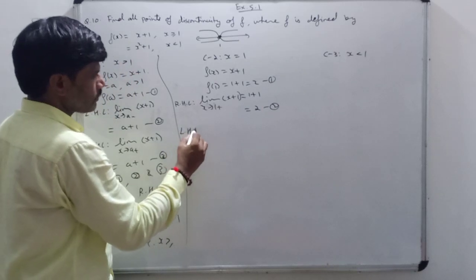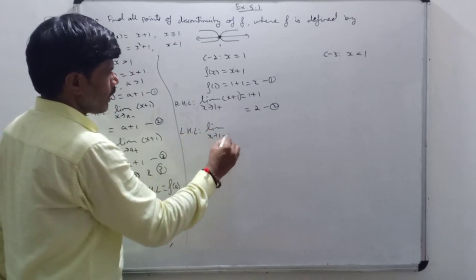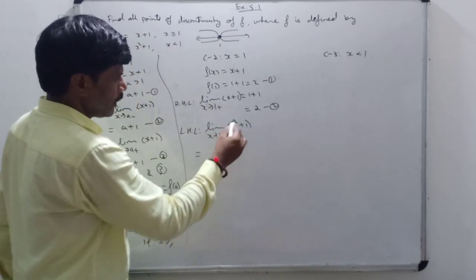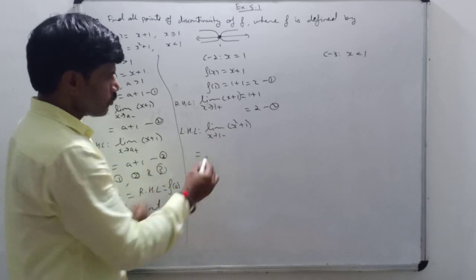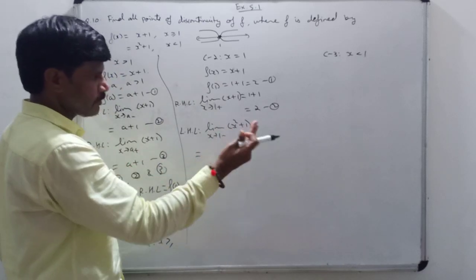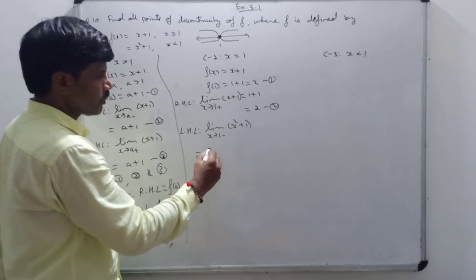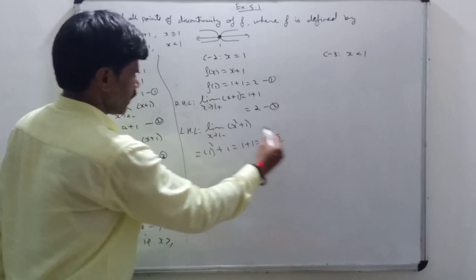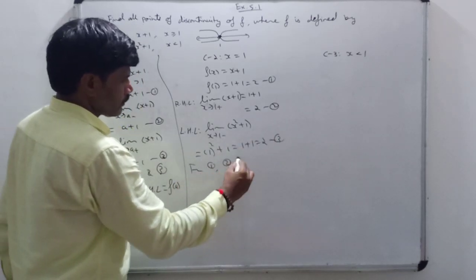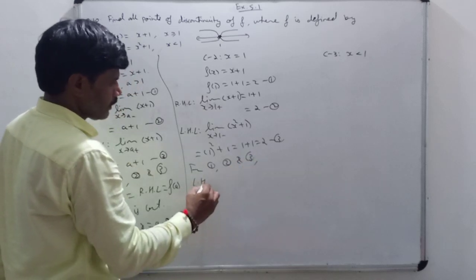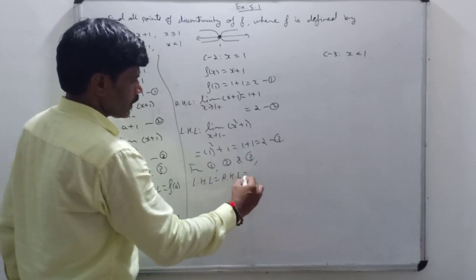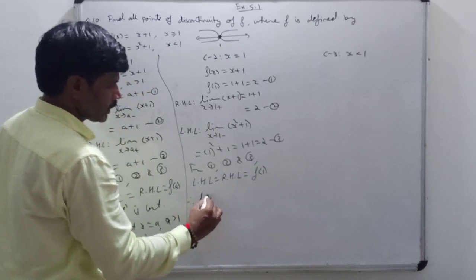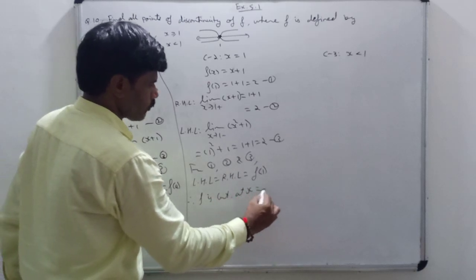Now you find out the LHL. Limit as x tends to 1 minus. When x is less than 1, what is the function? x² + 1. Okay, apply the limit of x² when x tends to 1 minus. Limit x tends to 1 minus means less than 1, but when we apply the limit we put x equals 1. So 1² + 1, that is equal to 1 + 1, that is equal to 2. Give it number 3. From 1, 2 and 3, what did you observe? LHL is equal to RHL, which is equal to the value of the function. What is the value of the function here? f(1). So therefore the function is continuous at x = 1.